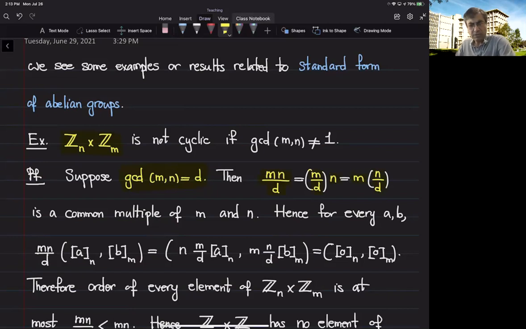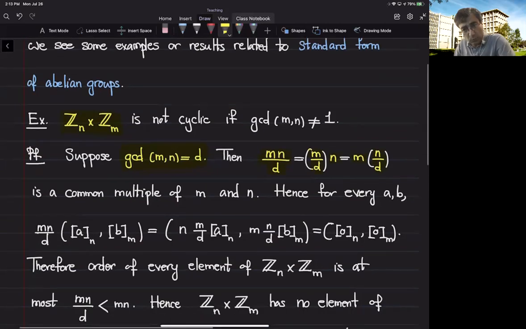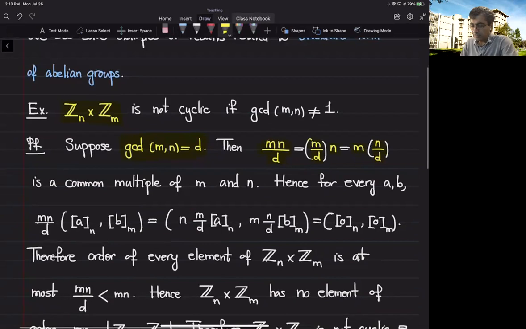In fact, one can show that this is the least common multiple of m and n, but for this example, we don't need this statement. We only need to use the fact that mn over d is a common multiple of m and n.